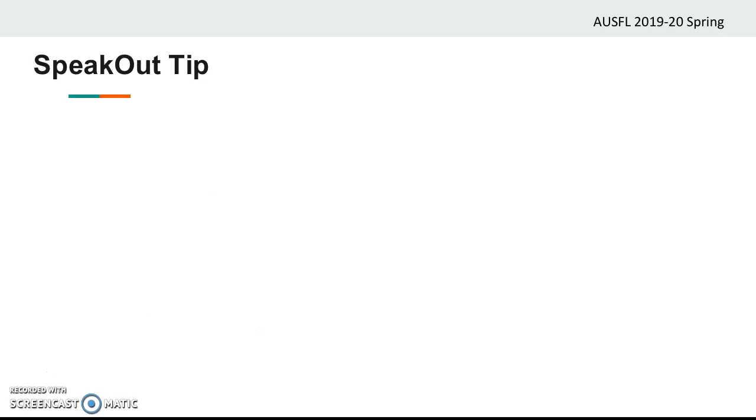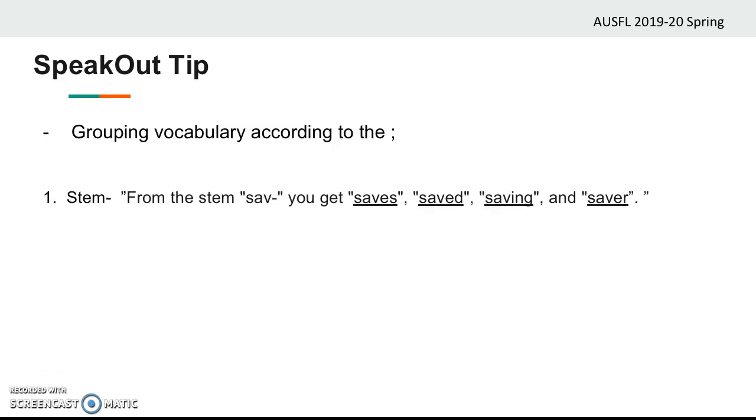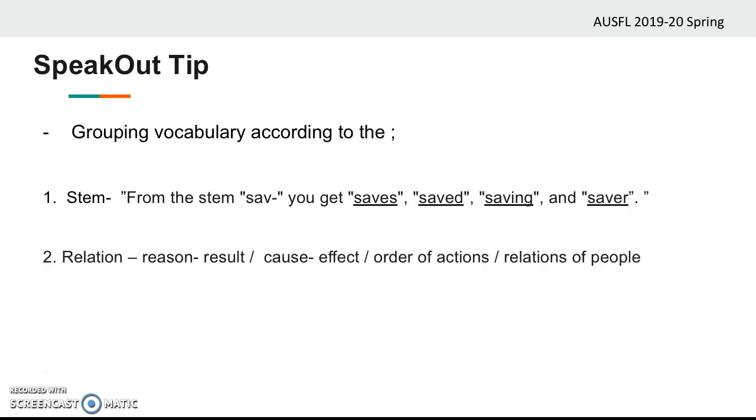Learning vocabulary can be very difficult at times, but there are many ways to do it. You can group the words, for example, according to the stem of a word. The stem is a part of a word that is left after you take the ending off. For example, saves, saved, saving, and saver all come from the same stem, and when you try to learn them together, you can remember them easier.